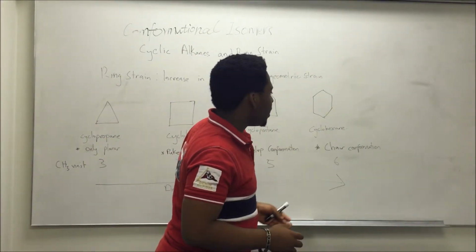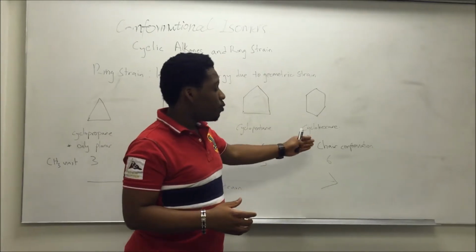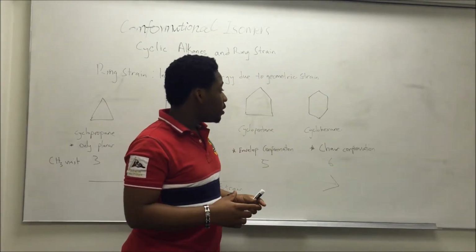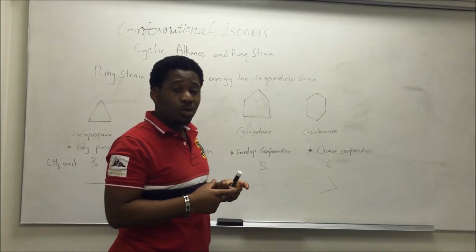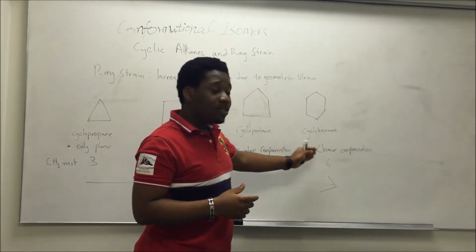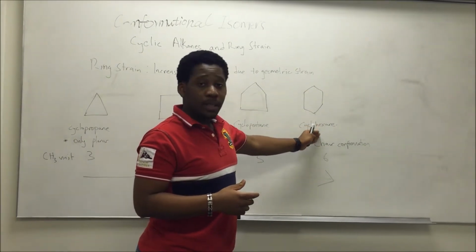Now for cyclohexane, it can go into the chair conformation. The chair conformation makes it lose all the ring strain, which gives it less ring strain and makes it more stable.